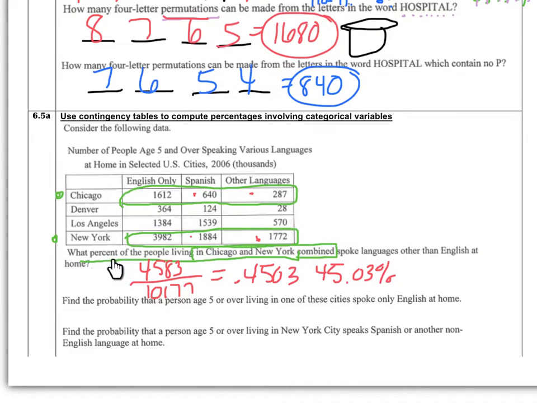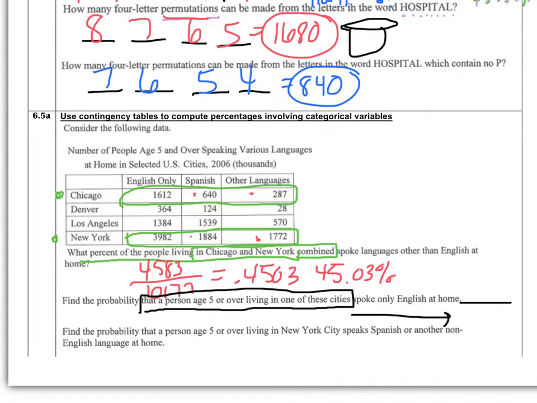Now this question asked what percent. This next one asks find the probability, which really still means find the percent. So now find the probability that a person age 5 or older living in any of these cities spoke only English at home. Now the table is everyone 5 and older. So if you again read this, this is first going to tell you the bottom of the fraction. I want a person age 5 or older living in any of the cities, and I'm going to stop right there. That number is going to be the bottom of my fraction.